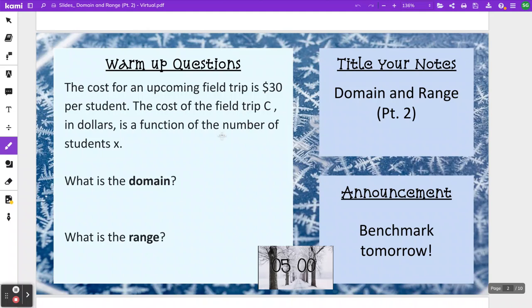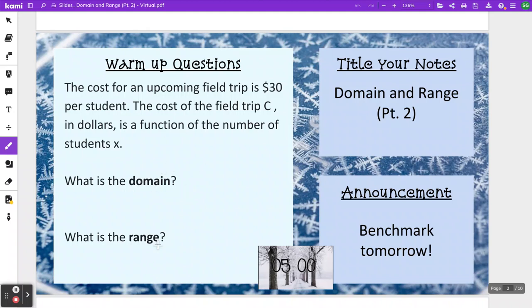On the screen is a warm-up. This question comes from part 1 of domain and range. Pause the video now and try to answer this question because it'll be a good reminder to help get you ready for part 2 of this lesson. All right, hopefully you paused the video and you tried this problem.